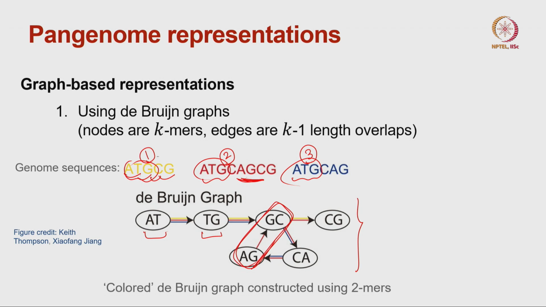So, this De Bruijn graph with additional color information on the edges is referred to as a colored De Bruijn graph because of the coloring done on edges. We could have also done coloring on vertices, and that is just a matter of choice of how the model is defined. Now, this is one way of representing these pangenomes using a graph based model.